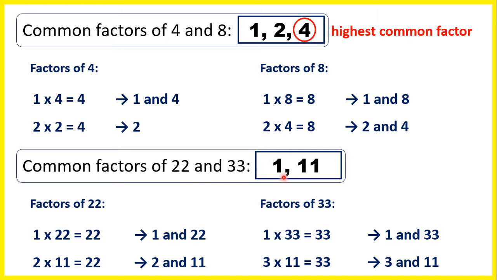So the common factors are 1 and 11 because 1 and 11 are factors of both numbers, and we can say that 11 is the highest common factor of 22 and 33.